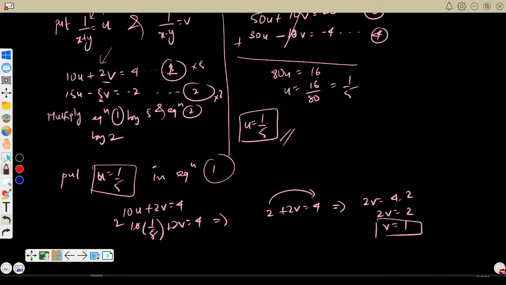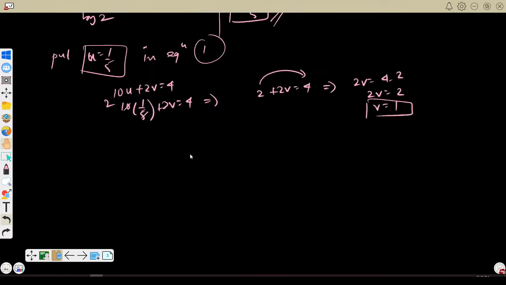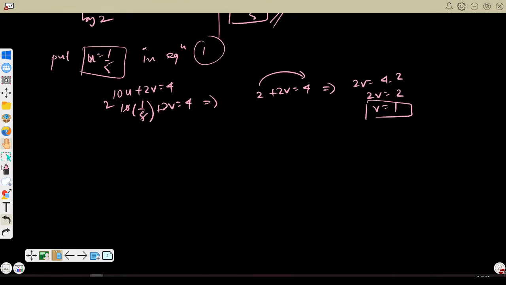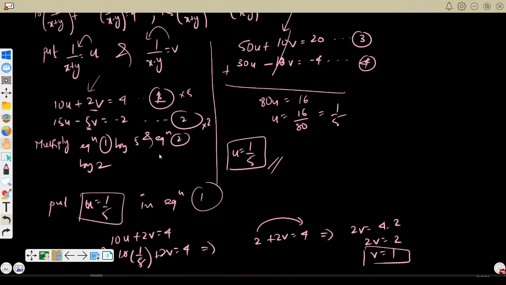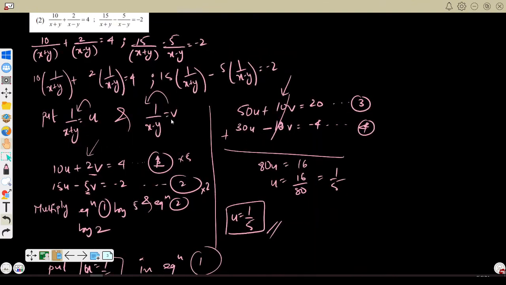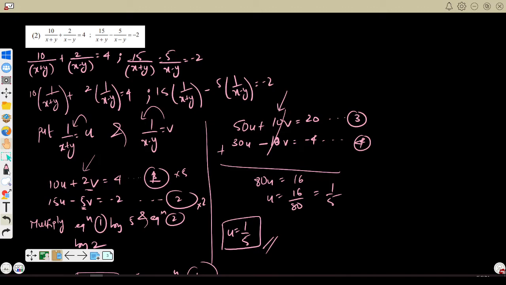So now I have the values of u and v. I'll just write this again. The value of u was 1 upon 5 and the value of v is 1. But now if you look at the question once again, the variables that were given to you were x and y. So we need to find the values of x and y. So how to do this? If you observe, we have taken u as 1 upon x plus y and v as 1 upon x minus y. So we will return the value of these variables.